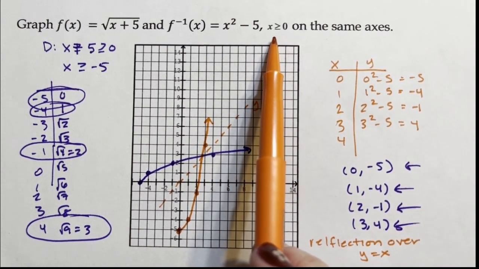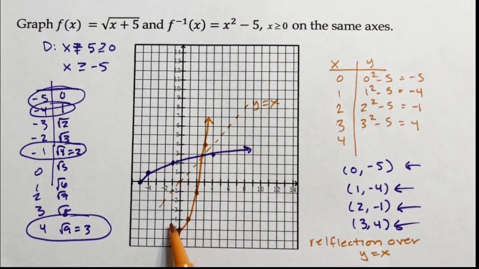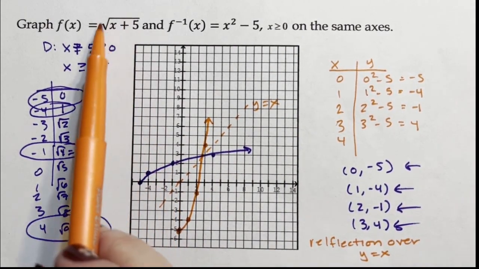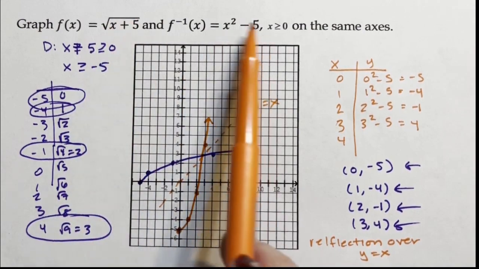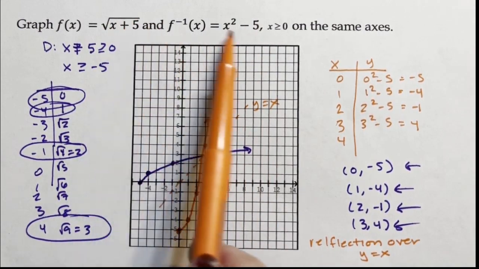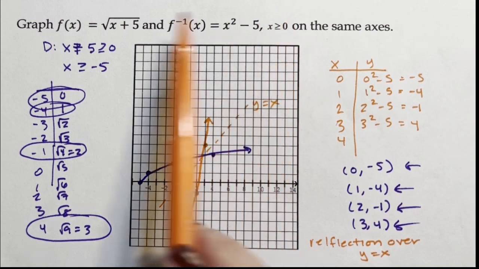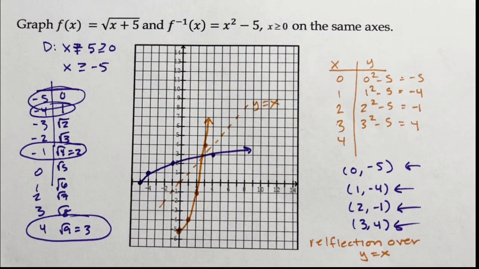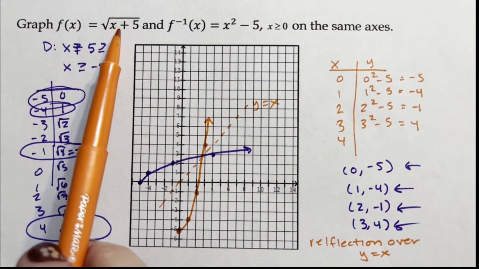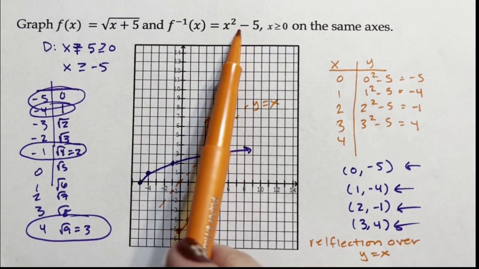Now, I told you when I got over here, I would tell you why we limited x to be greater than or equal to 0. If I reflected this and did the whole parabola, they would no longer be inverse functions. Because this is half a parabola, I could only graph half my parabola. If I didn't restrict my x values, these wouldn't be inverse functions. This doesn't have a proper inverse without the restriction.